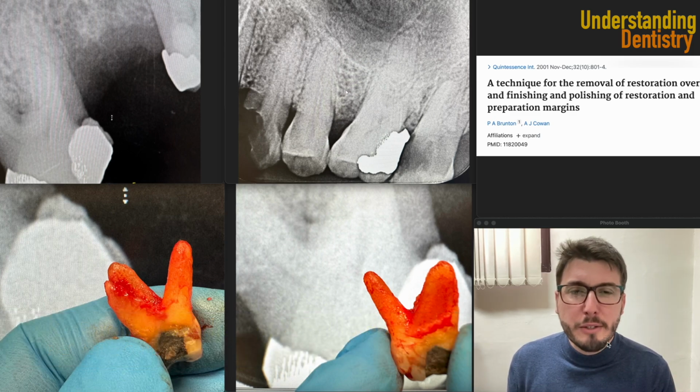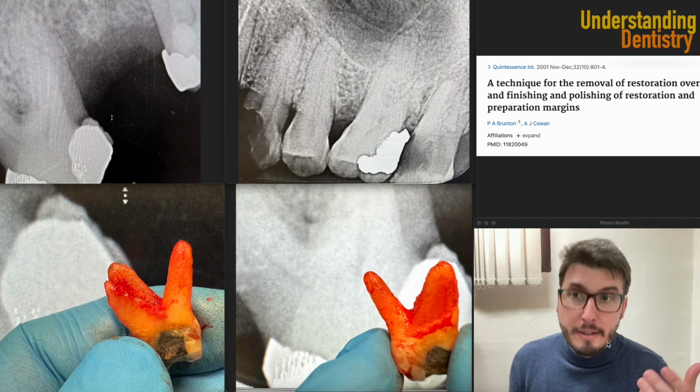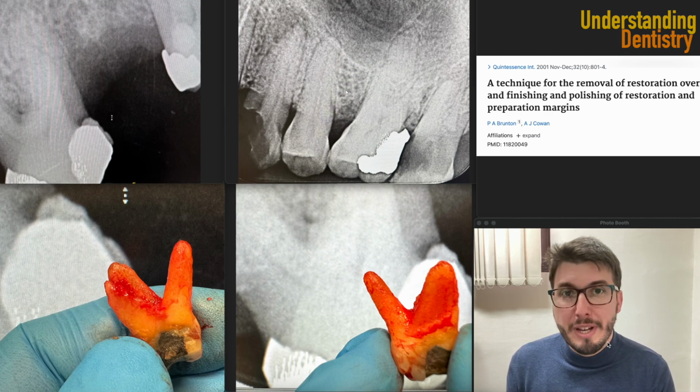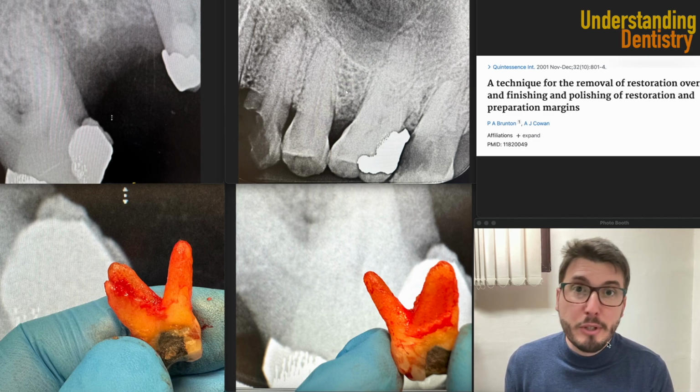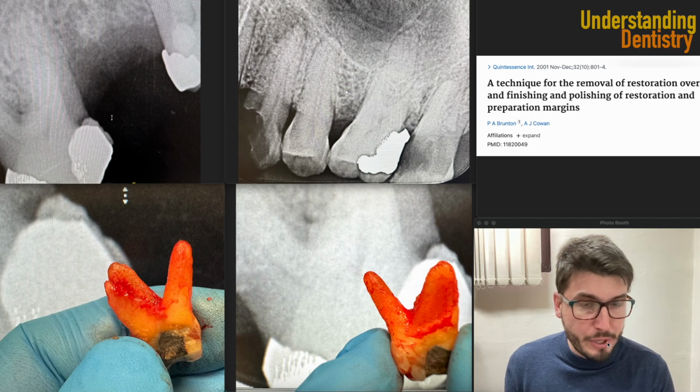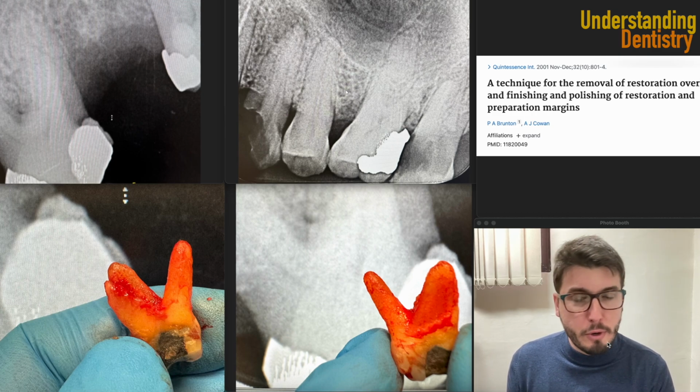If you go back to the video of class 2, first you will understand that if you don't use the wedge and the matrix properly, then of course you are going to have problems, and it's likely that you are going to have overhangs of your restoration. So that's how to prevent it, of course.